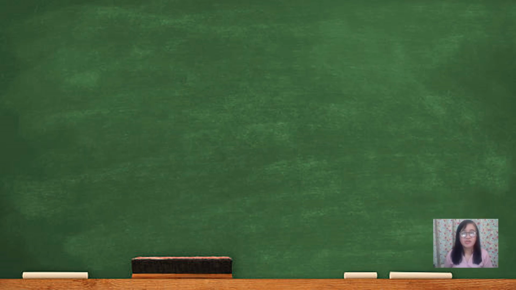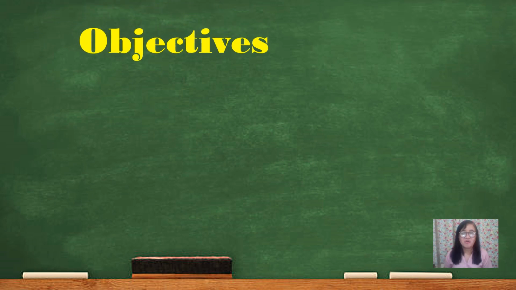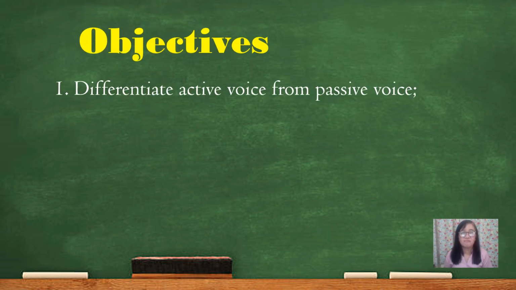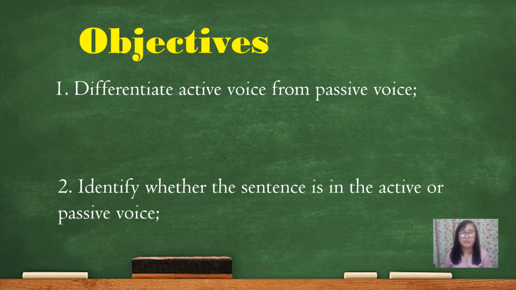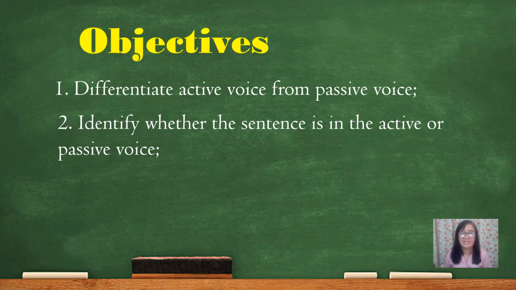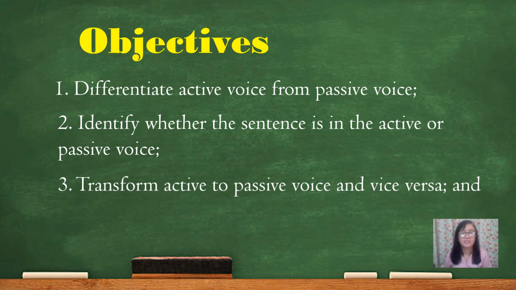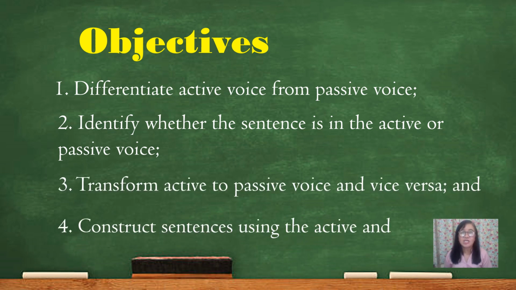In this lesson, we have 4 objectives. 1. To differentiate active voice from passive voice. 2. Identify whether the sentence is in the active or passive voice. 3. To transform active to passive voice and vice versa. And lastly, to construct sentences using the active and passive voice. It seems that they are difficult, right? But don't worry. What you need to do is to focus and to listen to understand the lesson. Learning all these things will be very rewarding and fulfilling.